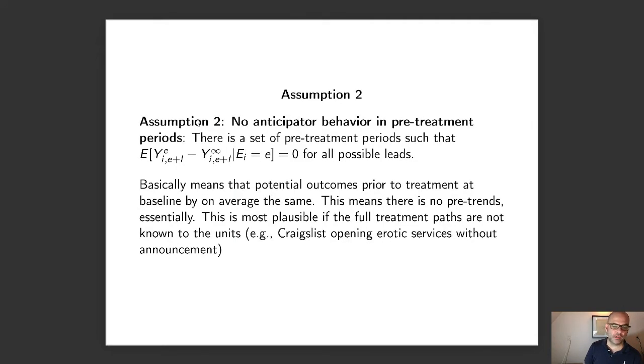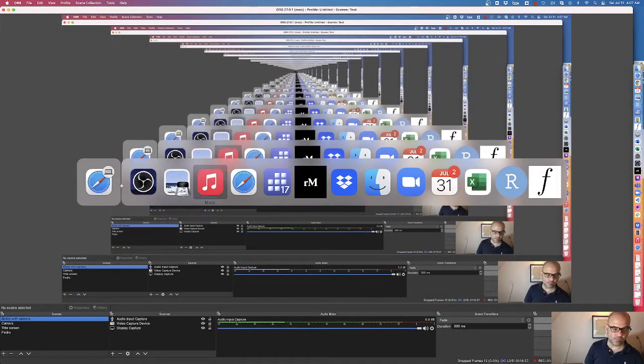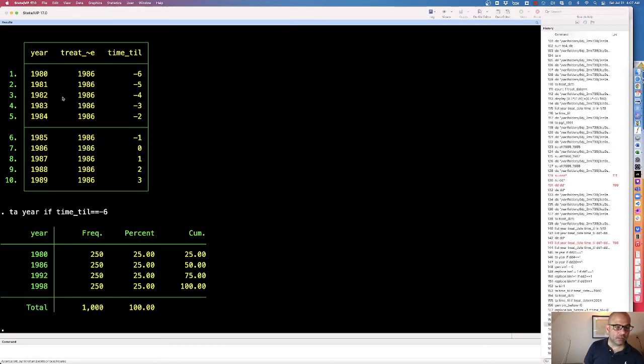No anticipation basically means that in the pre-treatment period, there is no treatment effect. So it would be like this here, right? 1982 for the 1986 cohort, which is 4 years prior to treatment. What's the treatment effect? Well, how could there be a treatment effect in 1982 if the treatment hasn't happened yet? The only way it could happen is if they know in 4 years there is going to be a treatment and they begin to change their behavior, right? And that kind of stuff does happen.